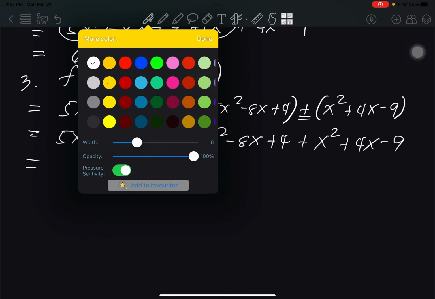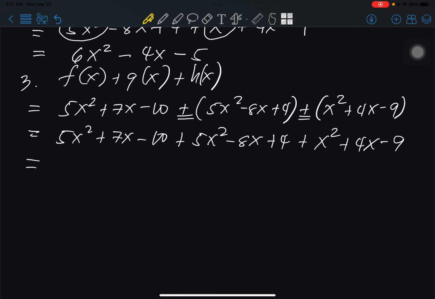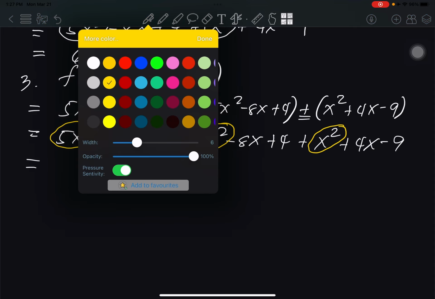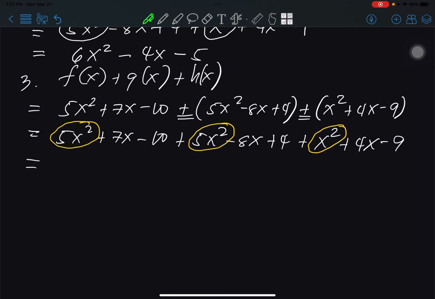Again, we are going to combine like terms, and our like terms here, okay, I'll change the colors so that you could easily visualize what I am trying to talk about. So here, these are expressions that are to be combined because they have the same similar terms, right? They have the same literal coefficients specifically. Then the other one, we have here your 7x, your minus 8x together with 4x. Then lastly, we have your constants. Your constants here, we have here your minus 10, then we have plus 4, and we have minus 9.